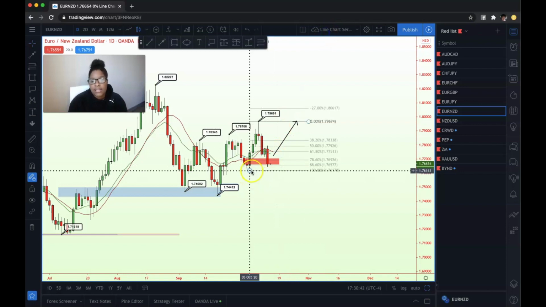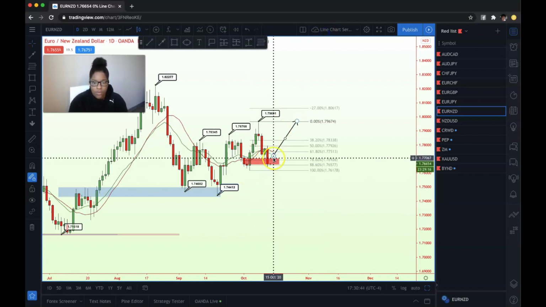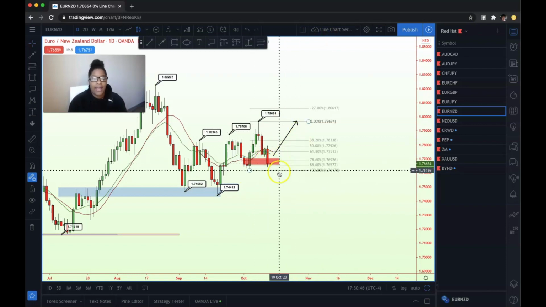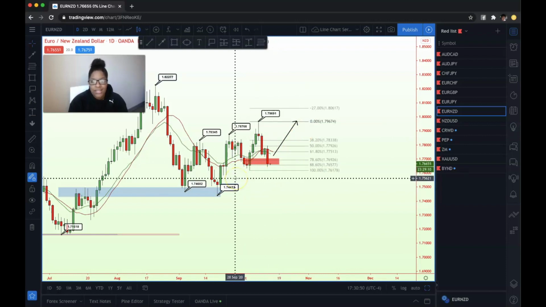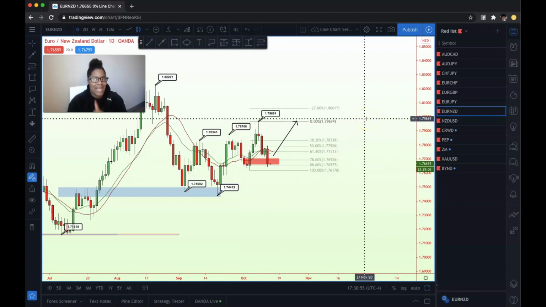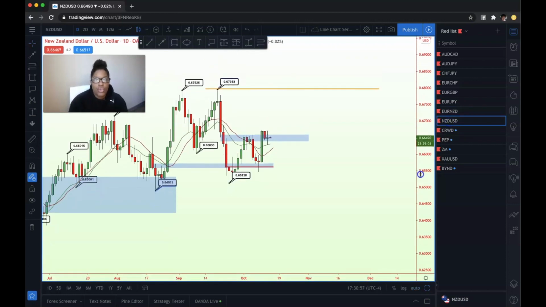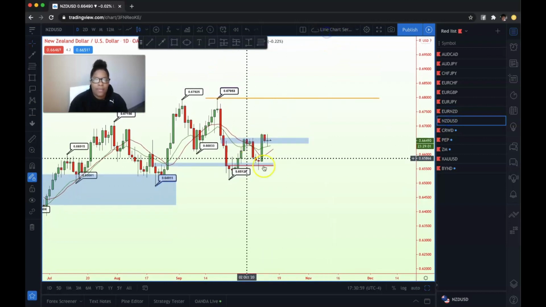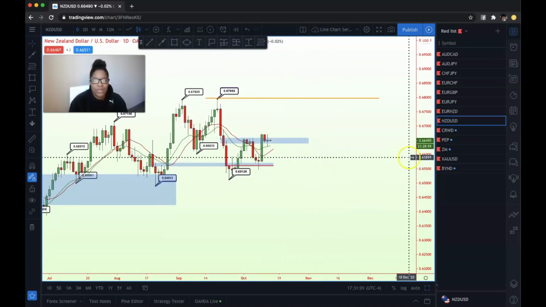I said, but the thing is, if we stay above this area and then tomorrow she closes bullish, I will be buying. But if she closes below 1.76178, we'll start looking for sales. Once again, we're being adaptable, okay? New Zealand dollar is something that I'm interested in, but I'm going to talk about this one next week.